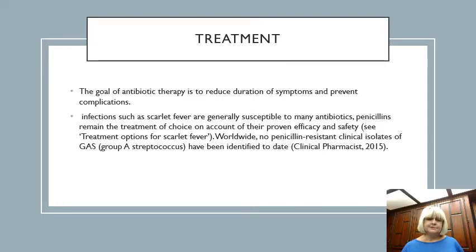So the treatment. The treatment is to reduce the symptoms and complications, and scarlet fever is generally susceptible to antibiotics. And right now, even though it's treated sometimes with other antibiotics, penicillin seems to be the go-to treatment. And there are some people that are allergic, so there are other options out there. But the group A streptococcus so far has not been penicillin resistant in clinical trials.